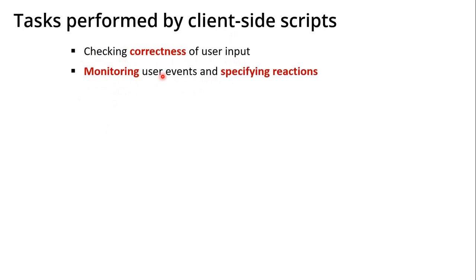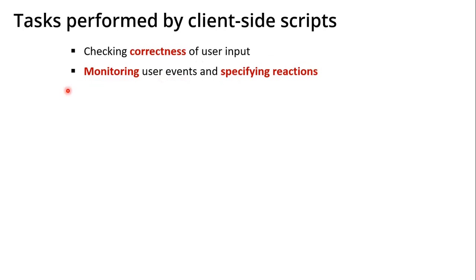Tasks performed by client-side script. Checking correctness of user inputs. So we have to give the inputs. We have a client and server side. From the client side we are giving the input, and from the server side we get the output. So our input must be correct. So, checking correctness of users' input, monitoring user events and specifying reactions.